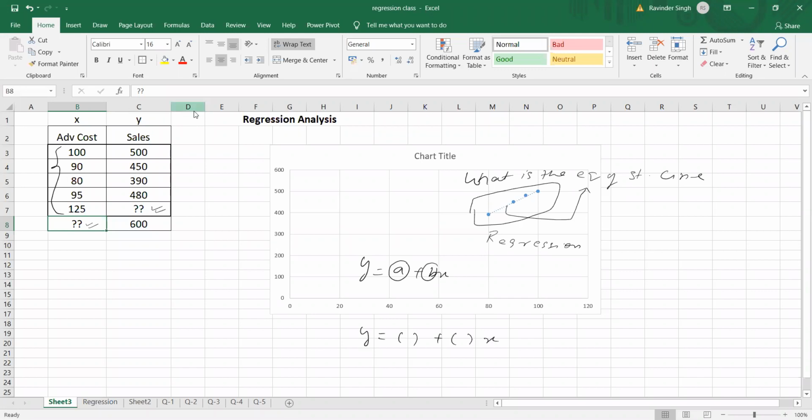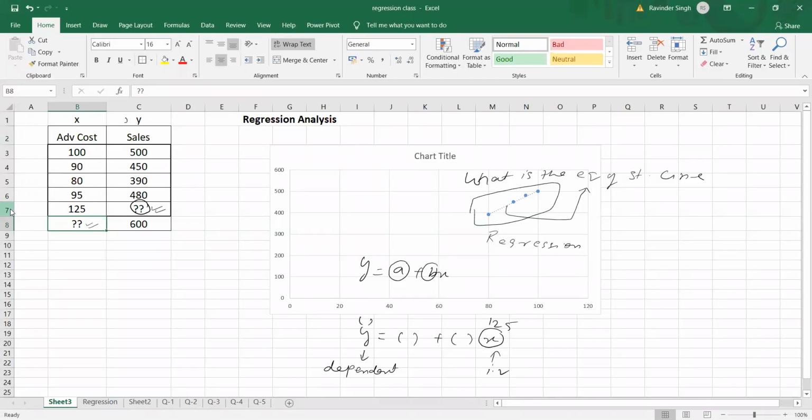Now you can see that y is our dependent variable and x is our independent variable. So for any value of x, for example if I want to find the sales, I put the x value 125 here and I can easily get the value of y, and it can also work the vice versa way. I will discuss all this one by one.